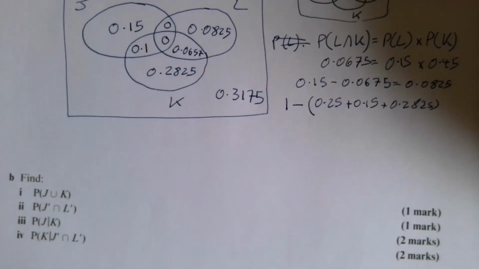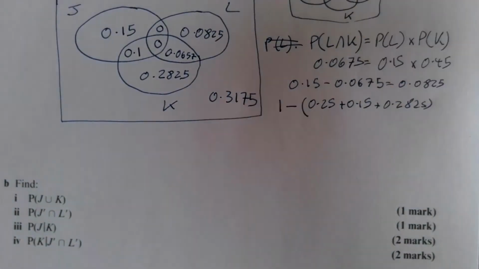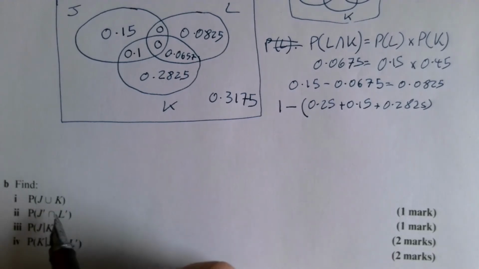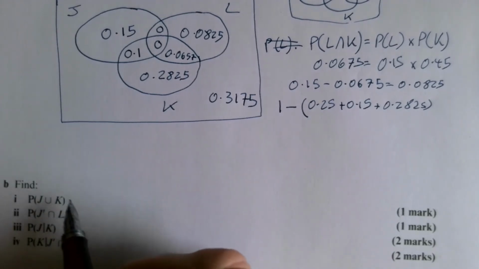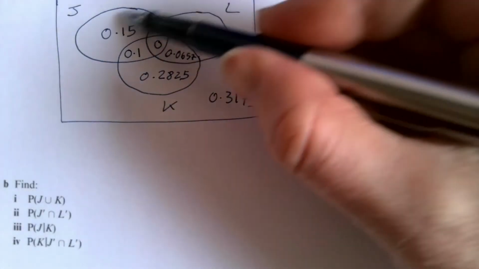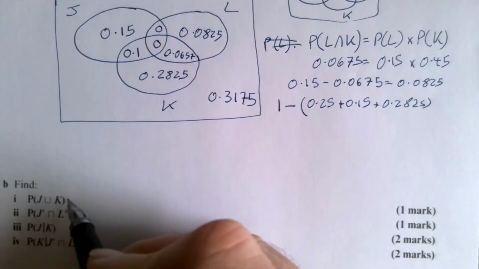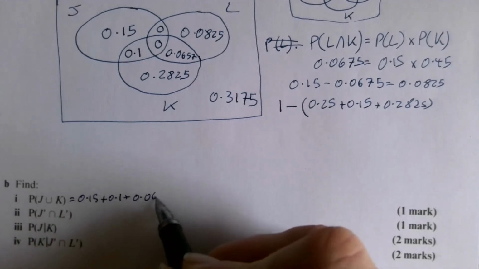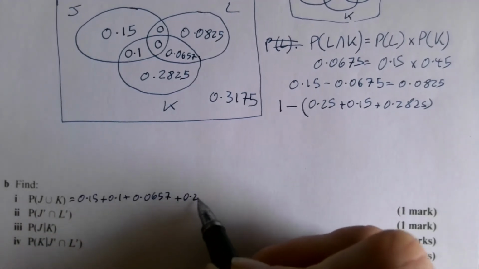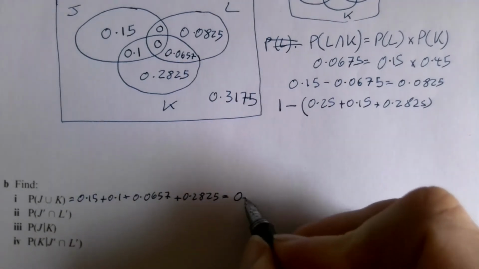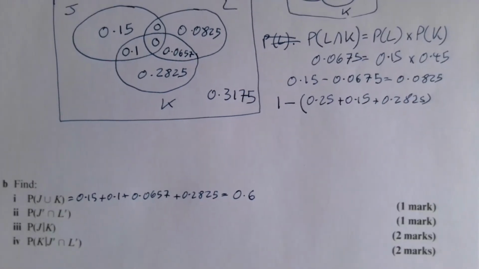There are now 4 more questions that we've got to sort out, which we can just about fit in like that, which gives us an opportunity to go through just revising what some of these things mean. J∪K, that means J union K, so that means the probability that any of these things happening at all. So that is looking at all of those there. So it's going to be 0.15 plus 0.1 plus 0.0657, add 0.2825, and if you get all of that right, it should be 0.6 that we get there.